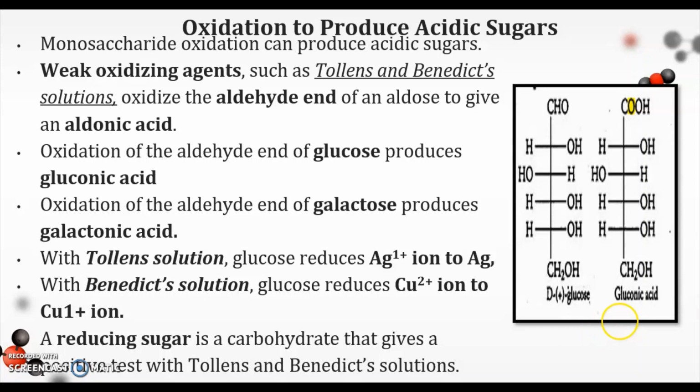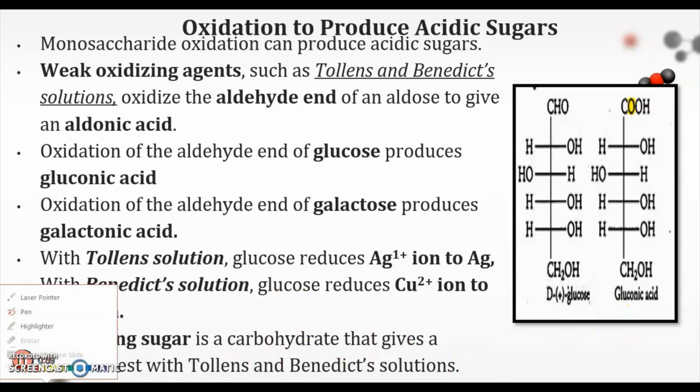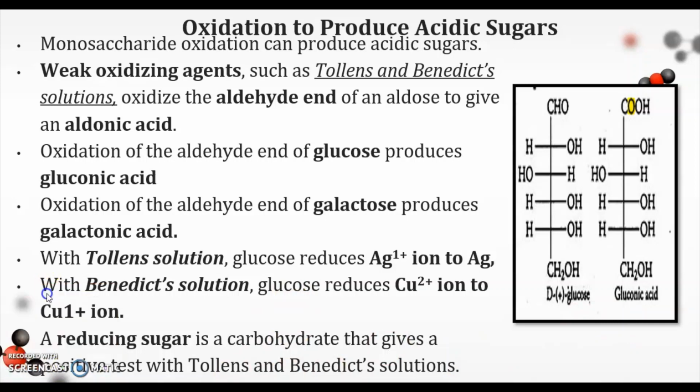Based on the given picture, we will see the D-glucose. The functional group of D-glucose is an aldehyde. What will happen upon oxidation? It will add an additional oxygen, forming carboxylic acid.